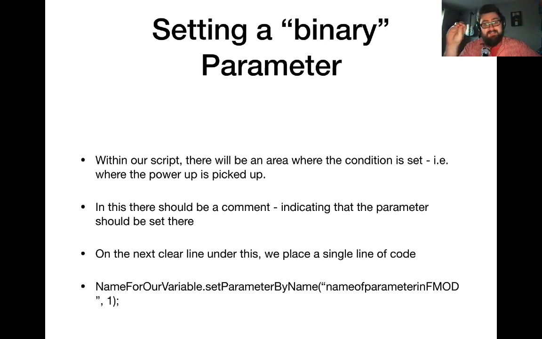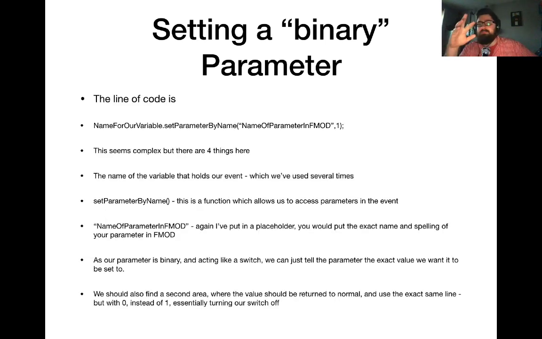So I'm using that like a switch. I set it to 1 when the pickup has been set. Then I would do the exact same thing for when I want that to be turned off, acting like a switch the other way around. I would find the second area where the value should be returned to normal and use the exact same line. Name for our variable, dot set parameter by name, and in brackets, name of our parameter in FMOD in quotation marks, comma, and use 0 instead of 1, and that will essentially switch it off. So we're just using a 0 and 1 to flick between 2 possible states.